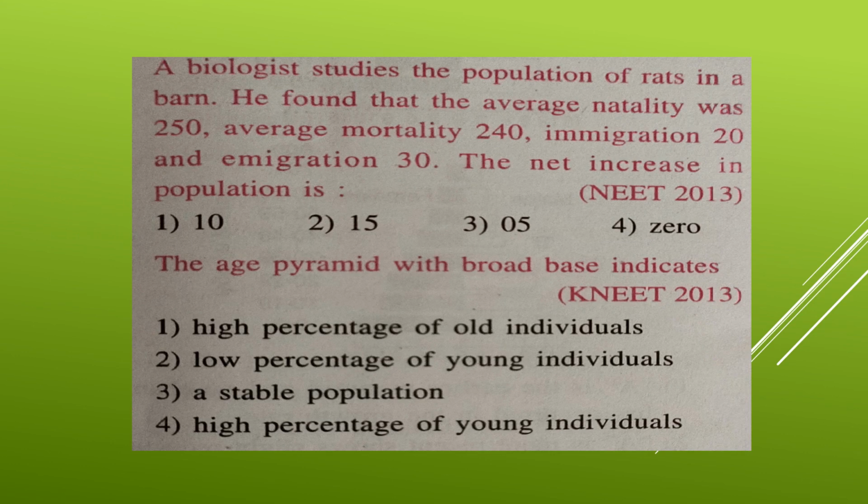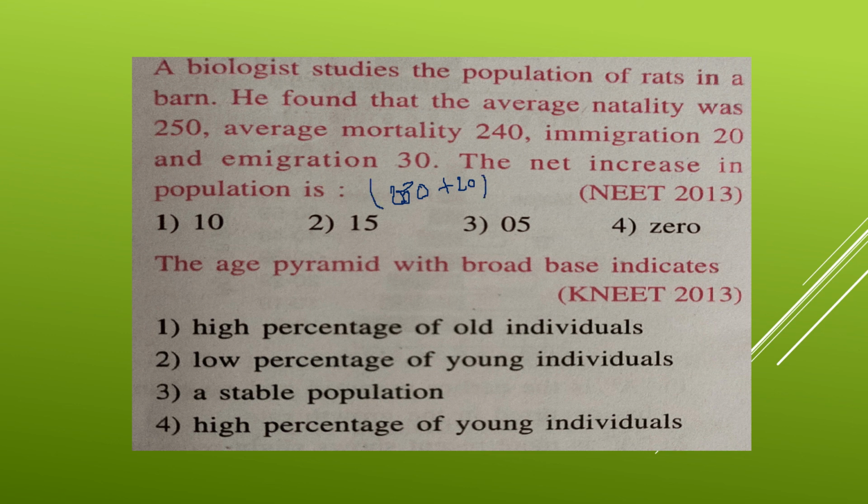And here again a problem regarding the population attributes, where they have given the natality, that is the birth rate, as 250, and out of that the immigration is plus 20, that is total is 270. Out of this 270 we have to minus the death rate as well as emigrants.